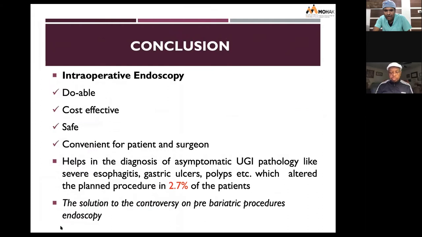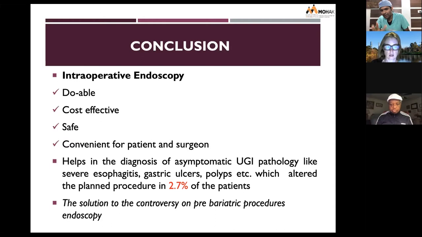In short, I would conclude that intraoperative endoscopy is one of the suggested approaches by our center, which is doable, cost-effective, safe, convenient for both patient and surgeon, and helps in diagnosis of asymptomatic UGI pathologies like severe esophagitis, gastric ulcers, polyps, which altered the plan in our case in 2.7% of patients. The solution to this controversy on whether to do an endoscopy is probably intraoperative endoscopy, is what we suggest.